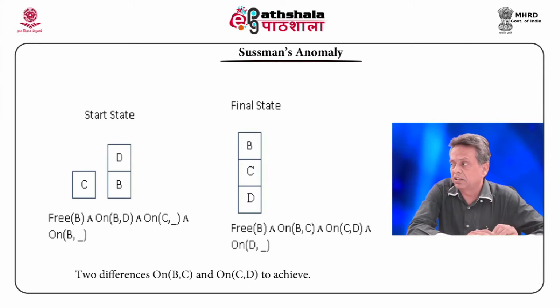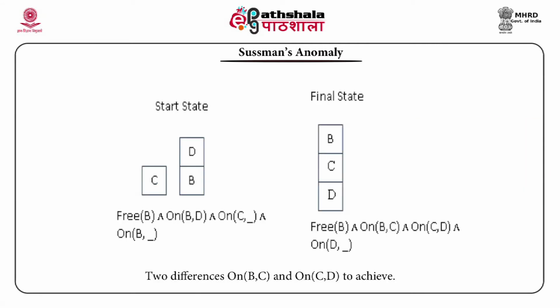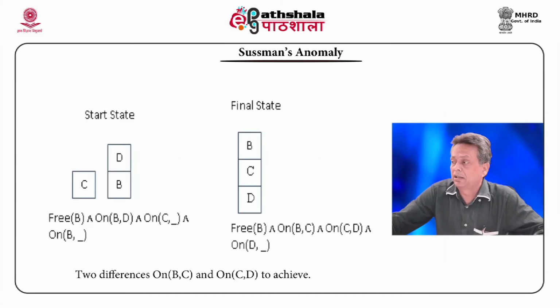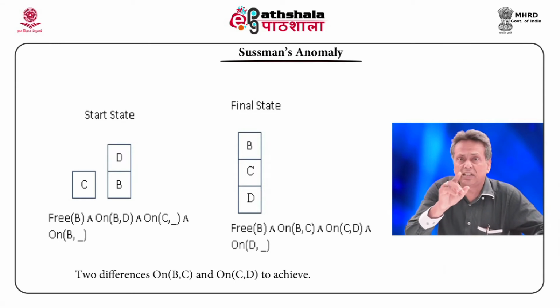What we want to have is B is on top of C and C is on top of D. This is what I want to achieve. Sounds pretty simple, but it is not. Why? Let us try to see. Remember, there are two things we want to achieve, on BC and on CD.